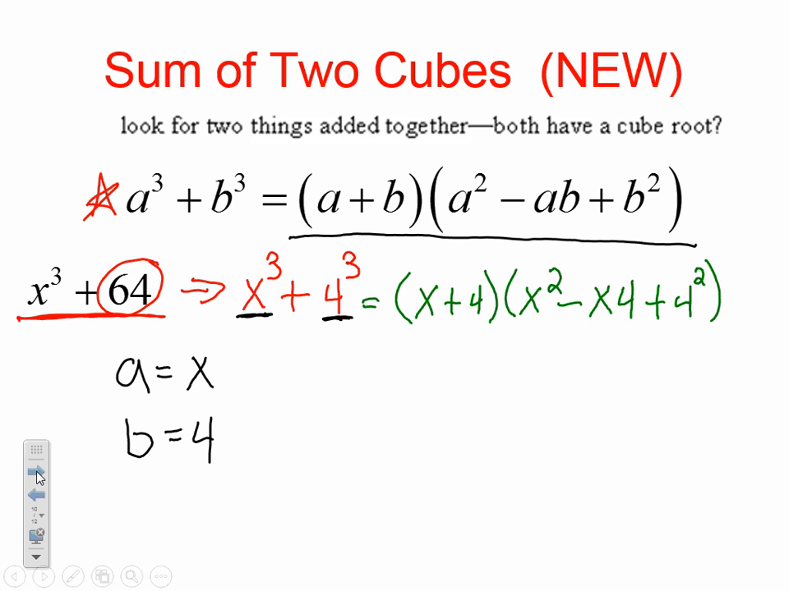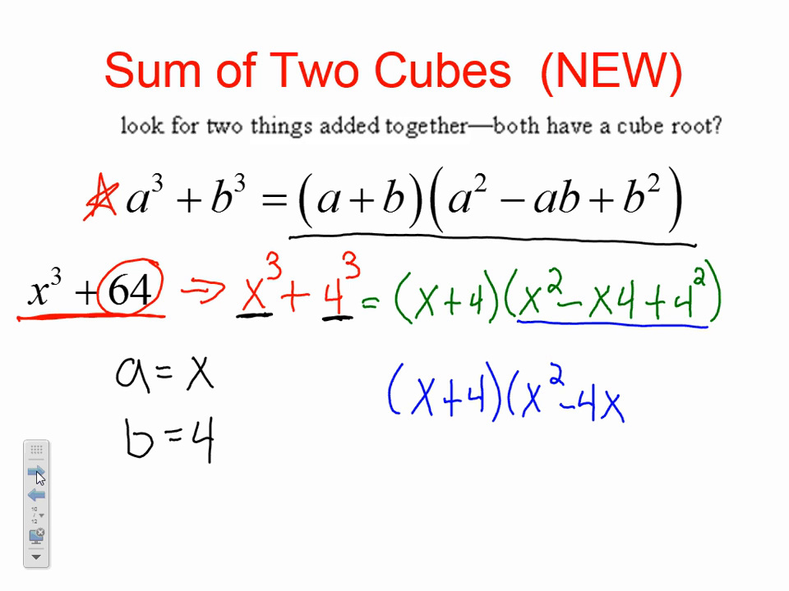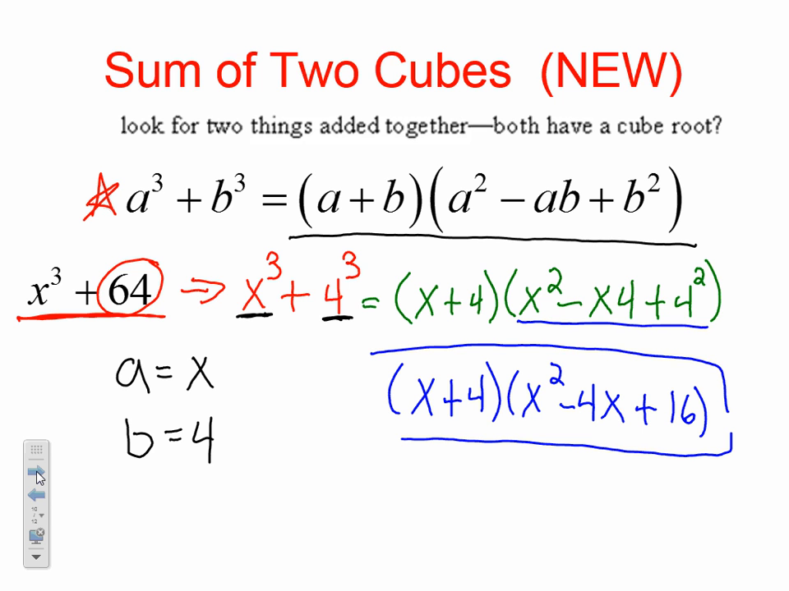Now, I'm just going to sharpen this up a little bit, so it's going to be x plus 4. This is x squared. I like to write my numbers first, so I'm going to write minus 4x plus 4 squared is 16. That, ladies and gentlemen, is my answer. All I'm doing is plugging it into that equation. Alright, so this is the sum of cubes.